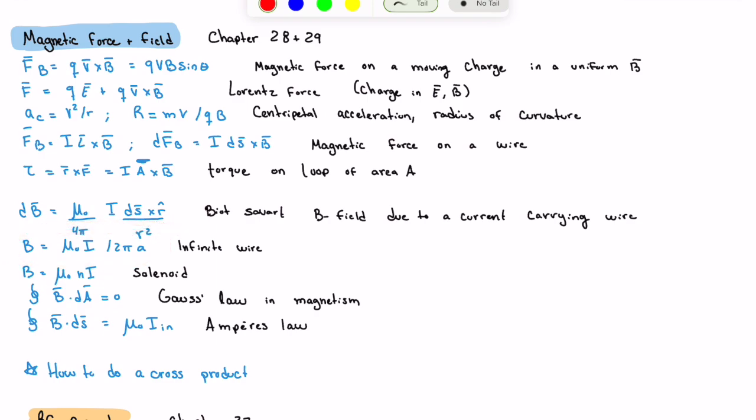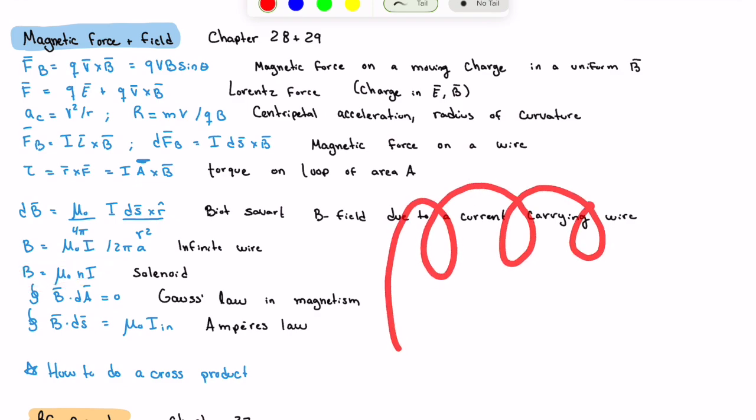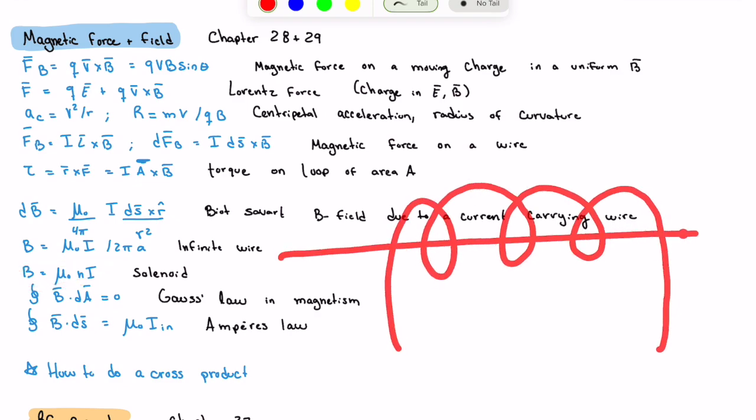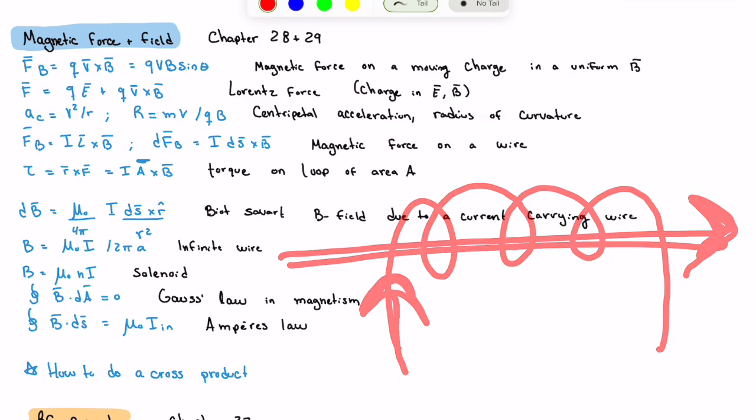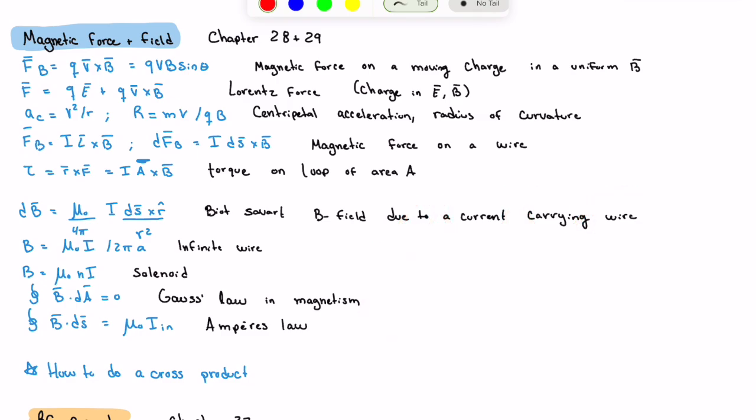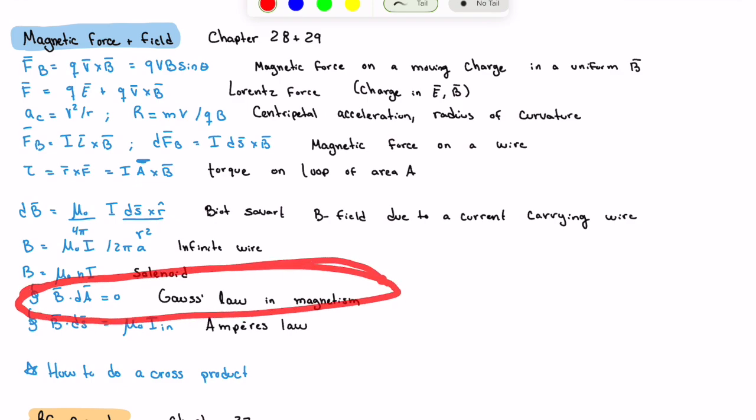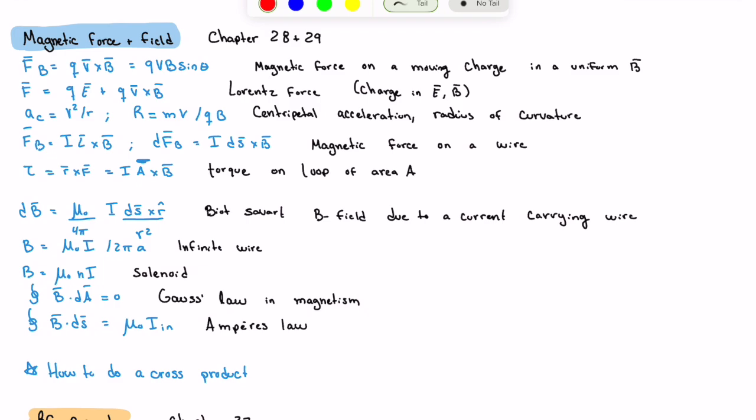Whenever it is a solenoid, it's even more simple, because with a solenoid, the magnetic field is really nice and uniform going through it like this. So my current's going like this, my magnetic field is going in that same direction here. We also looked at Gauss's law in magnetism, and we essentially saw that no magnetic monopoles exist. So here, the closed surface integral of B dot dA has to be equal to 0.